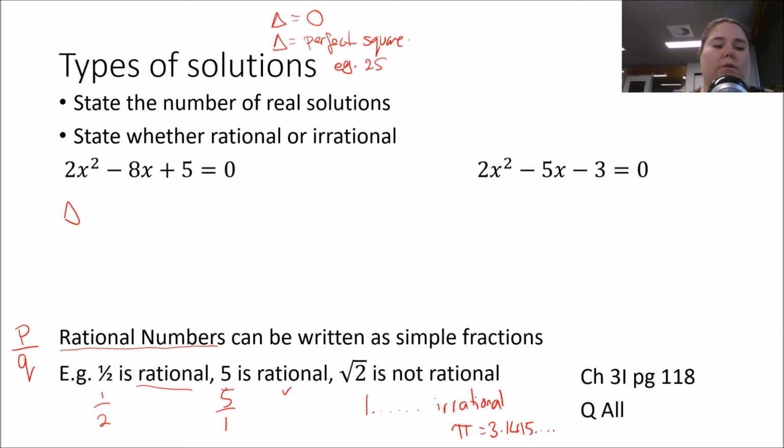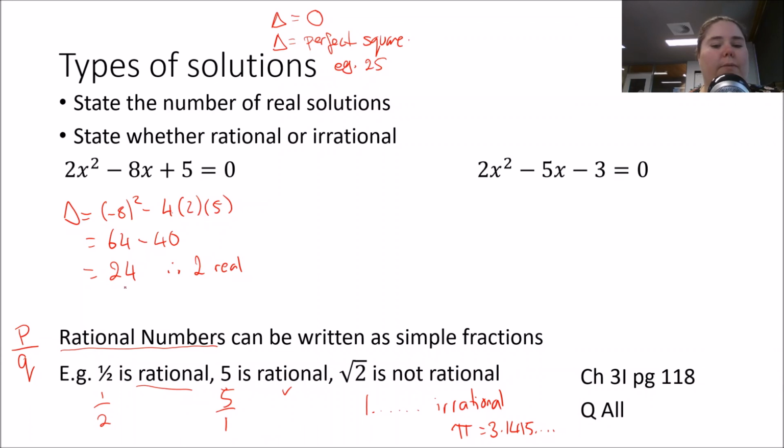So discriminant b squared minus 4ac. So 64 minus 40 is 24. So for this one, we get to the fact that we have two real solutions because we've got a positive number. And because this is not a perfect square, they are irrational solutions.